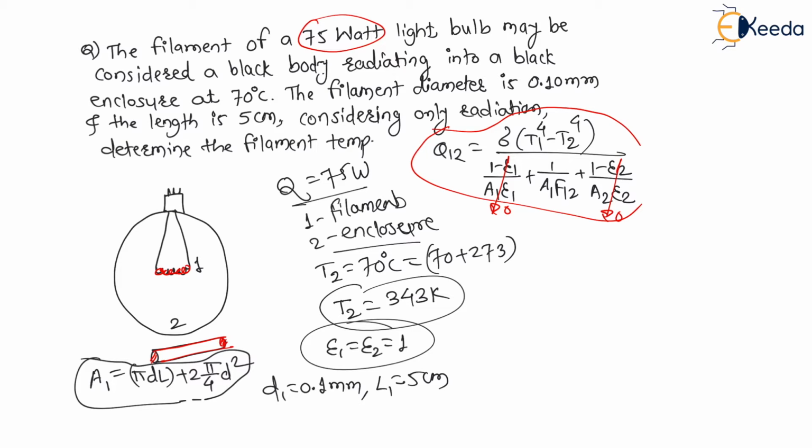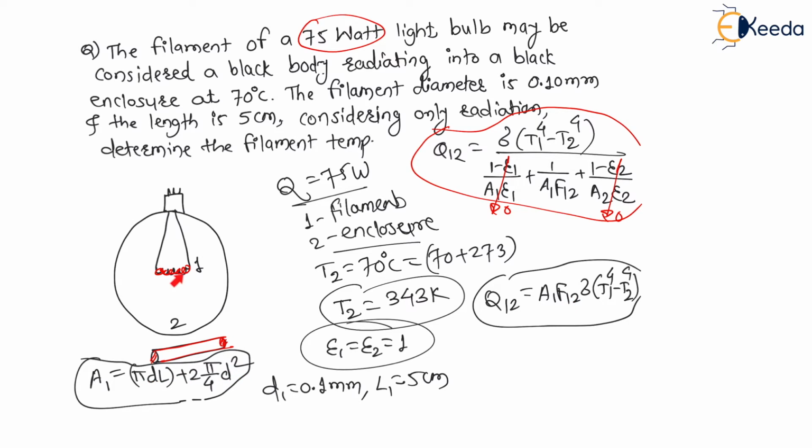Therefore what will be the resulting equation? Q1 to 2 will be equal to, now this A1 F1 to 2 will go up, therefore A1 F1 to 2 sigma (T1 power 4 minus T2 power 4). This will be the resulting equation. So let us solve this resulting equation. Now my dear students, how to find the area we have seen for this filament: pi dl, because for this filament, both side diameter as well as this surface area is in contact with this enclosure, therefore the complete area we have to consider.